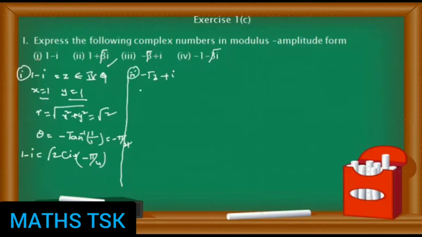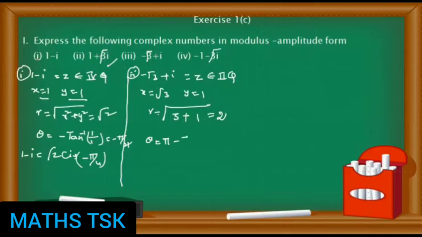For the second one, x is equal to minus root 3 and y is equal to 1. I consider z belongs to the second quadrant. What is r? R is equal to root of x square plus y square, 3 plus 1, that is 2. What is theta? Pi minus tan inverse of y by x, that is 1 by root 3. Don't write minus values here. If you write minus values, then everything changes.